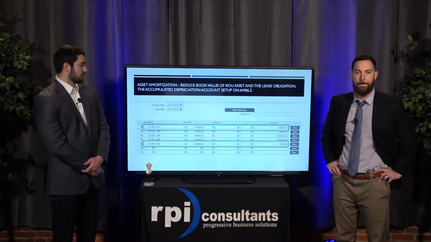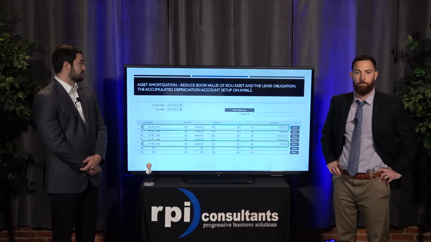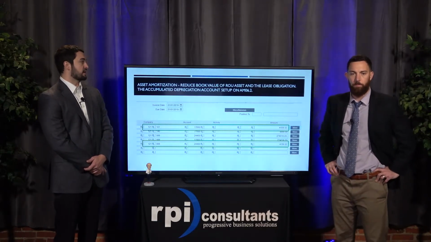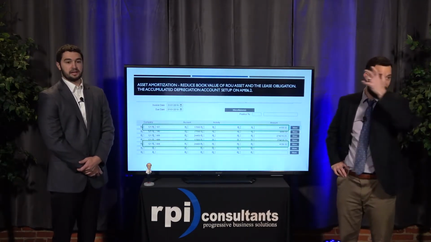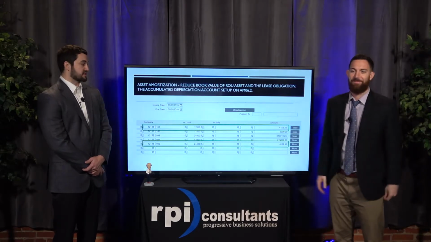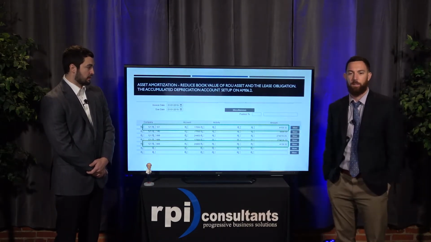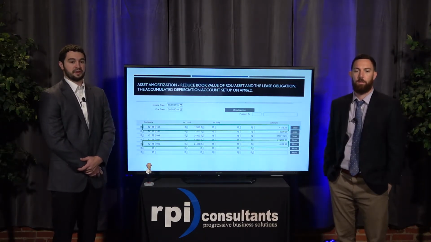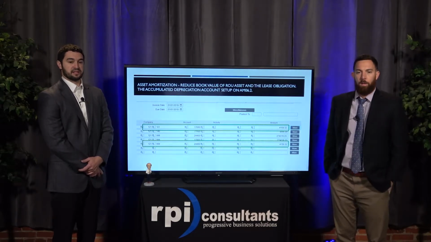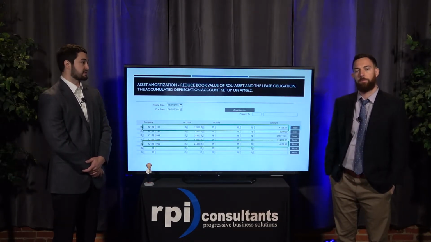All right. And then finally, we have the asset amortization, which is going to reduce the book value of the right-of-use asset and the leased obligation. We notice this is a little bit lower. It's about $4,100, which is less than our $5,000 expense, and this is because we have a discount rate, and it is taking this into consideration.